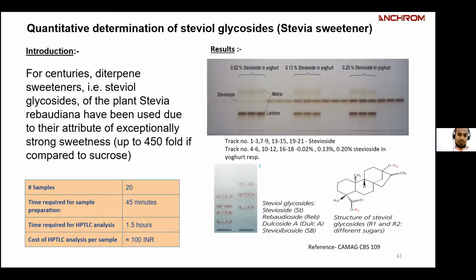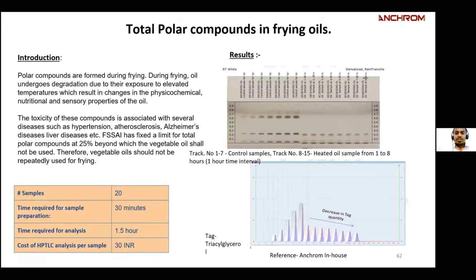There are many glycosides present in stevia, but a few of the glycosides like rebaudioside A and B have a pungent taste. So you can identify that particular glycoside, and you can remove it, and you can go for the further processing. So it is very useful for stevia manufacturers and processing companies.